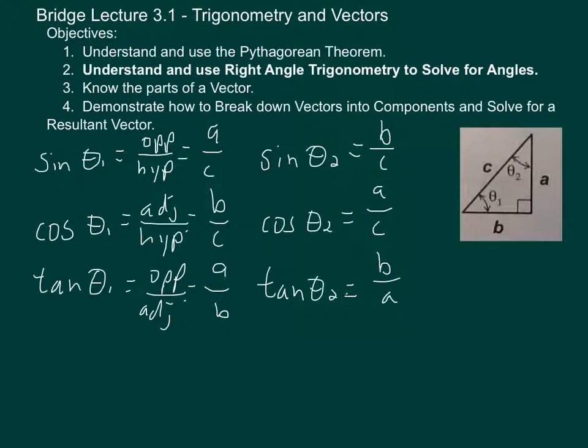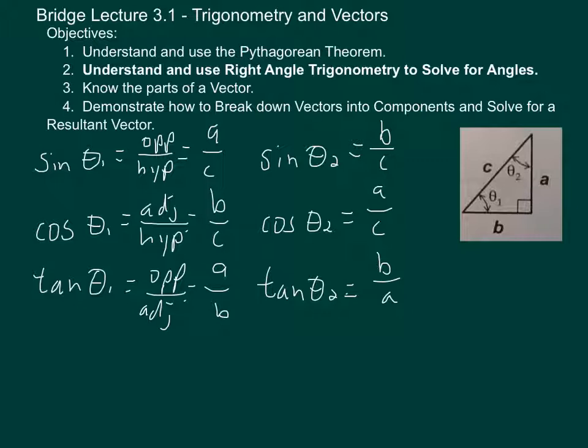Okay, the second objective is to understand and use right-angle trigonometry to solve for angles. So now let's just talk a little bit about what's underlying trigonometry. You have a right triangle, and that's all we're going to be using trigonometry for right now, to solve problems with right triangles or right angles. Now we have theta. That circle with a line through it, that's the Greek letter theta. We have theta 1 right here, and we have theta 2. And these two represent the angles at either end. And you know the square is 90 degrees. A triangle has to add up to 180 degrees.